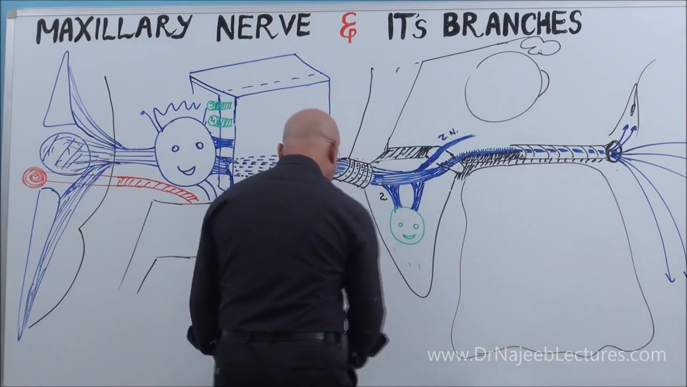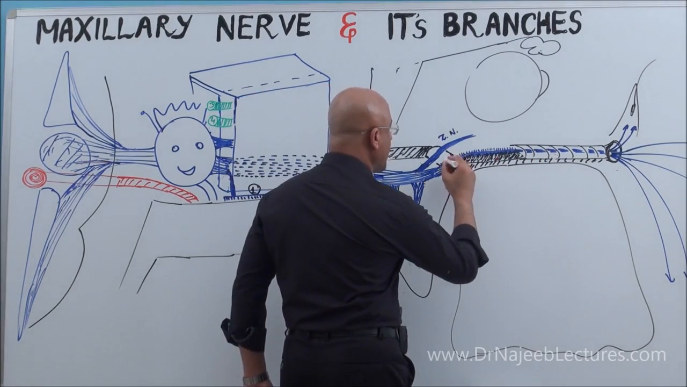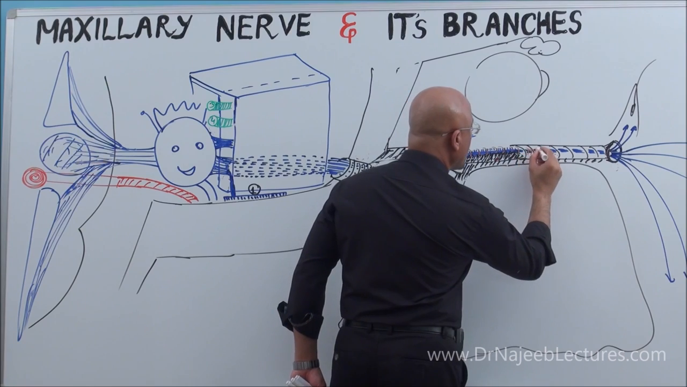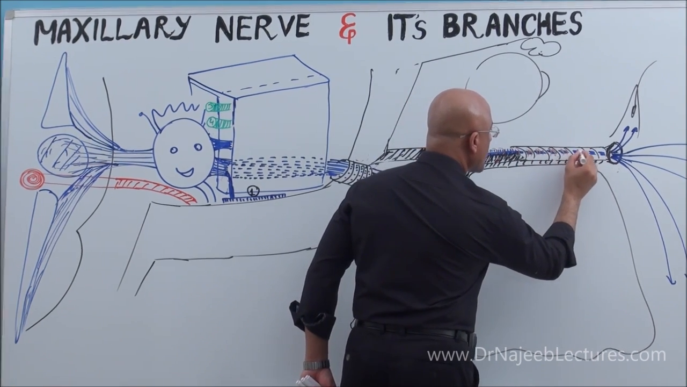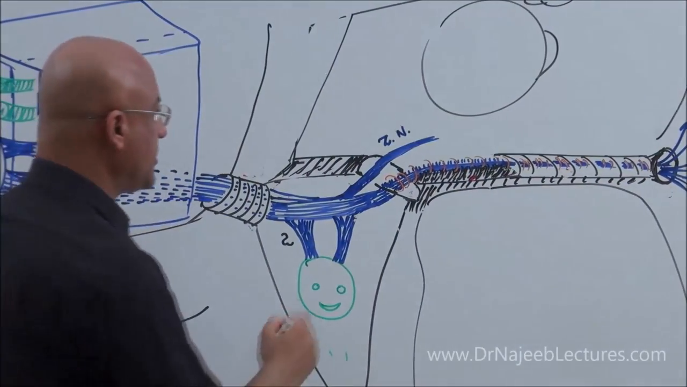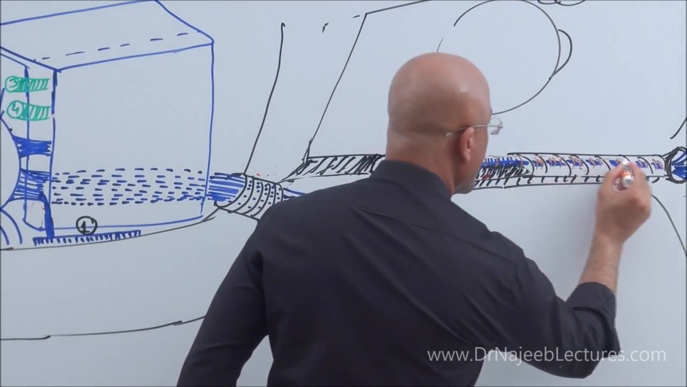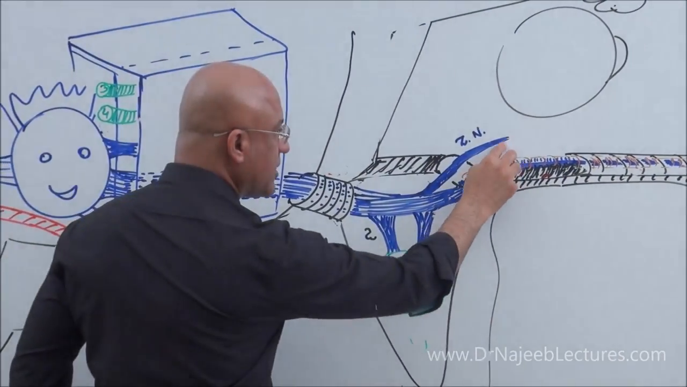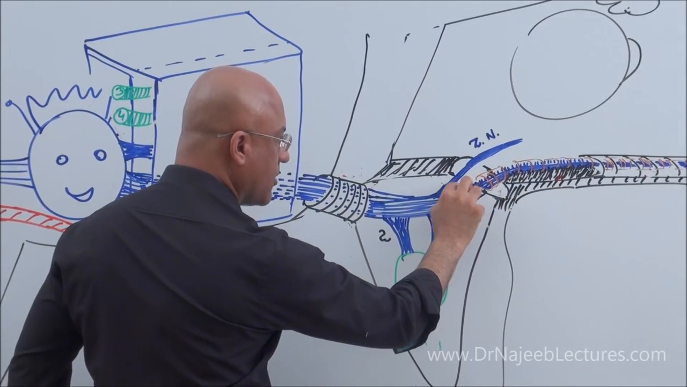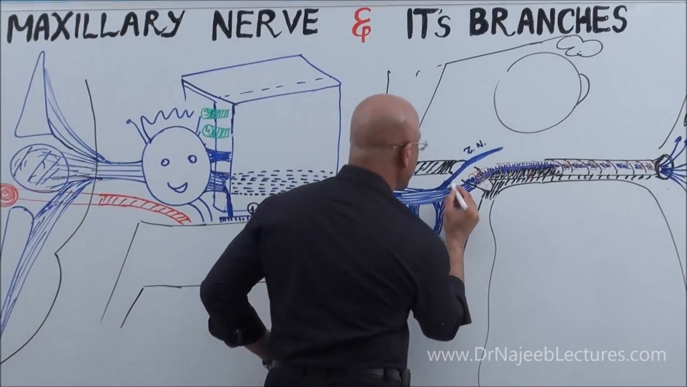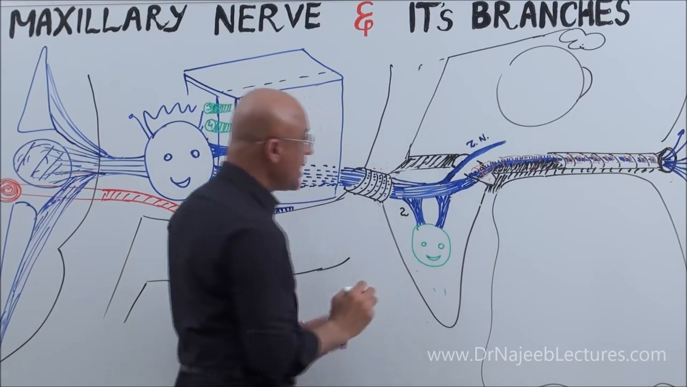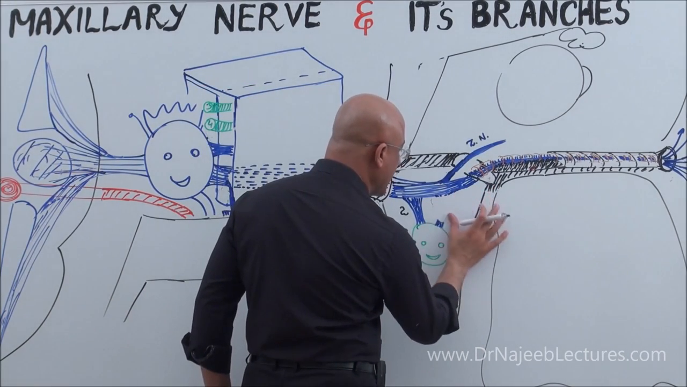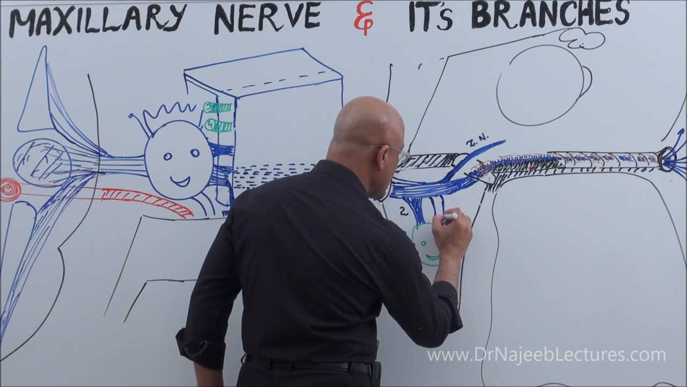This main continuation is infraorbital. I will make the infraorbital like this. This is your infraorbital. And this branch, what is this branch? Zygomatic nerve. This is the zygomatic nerve. I will go into detail of the zygomatic nerve later. It gives one more branch here, and I will draw the branch, and you will tell me what that branch is doing here.